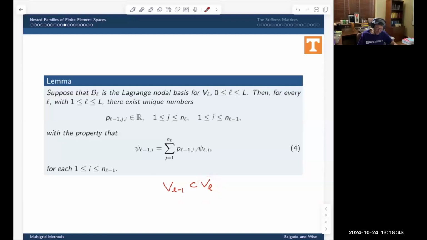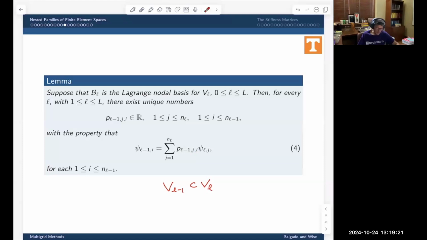Well, we know that B_L, because of the previous proposition, is a basis for that space. So we should be able to expand this function in these basis functions psi_{L,j}, j equals 1 to N_L. Remember, there are N_L of those basis functions. And the coefficients that we get in this linear expansion are the numbers that we're going to call, because we can call them anything we want, we're just going to keep track of them in the following way. We're going to call them p_{L-1}^{j,i}. All right.